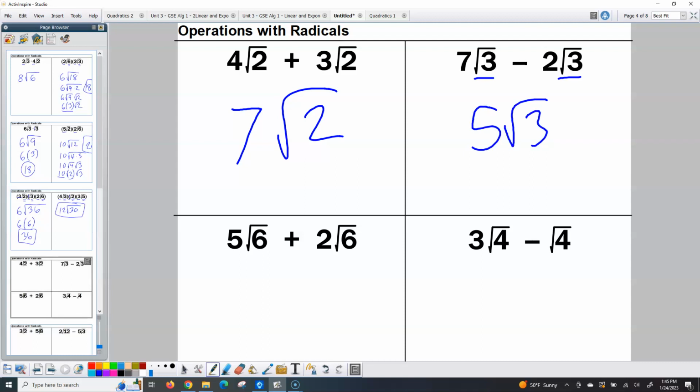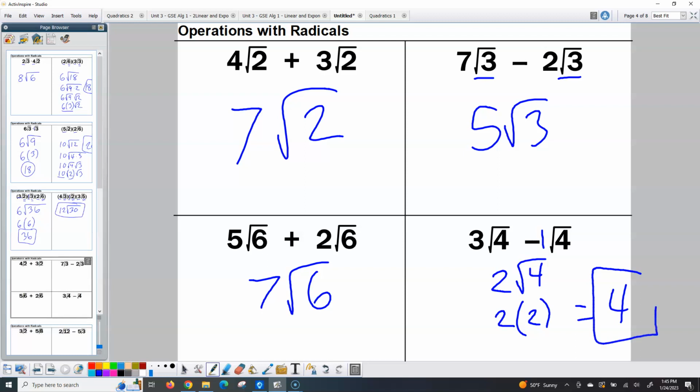5 square root of 6 plus 2 square root of 6, that would be 7 square root of 6. And then down here, you could simplify first. You could say square root of 4 is 2 and kind of go from there. But we could say 3 square root of 4 minus 1 square root of 4 is 2 square root of 4. And we know that square root of 4 is 2. So 2 times 2, final answer is 4.